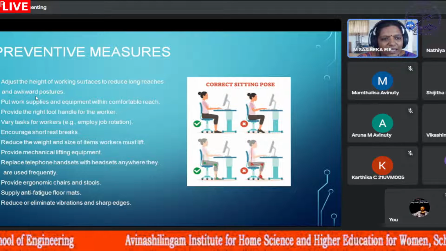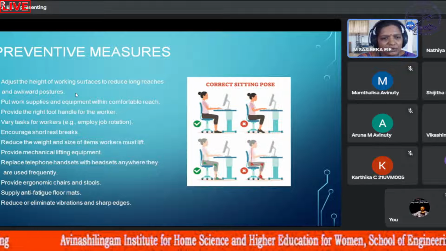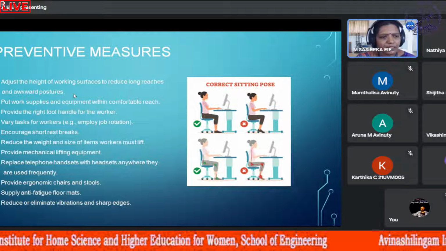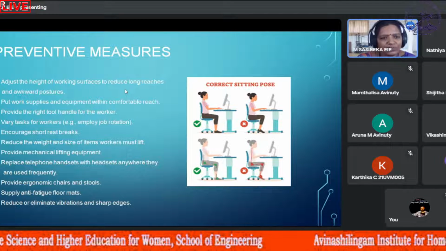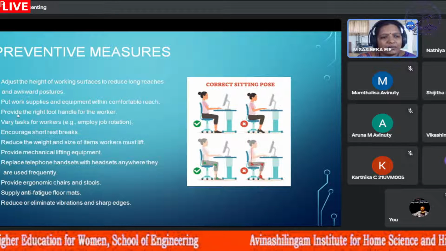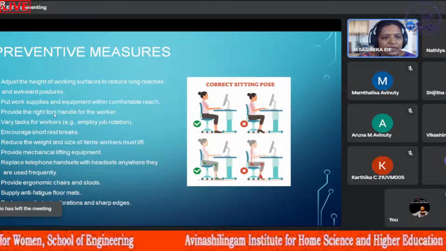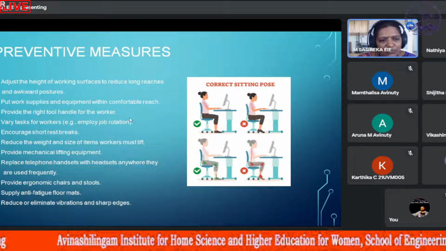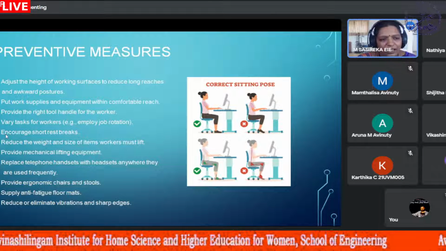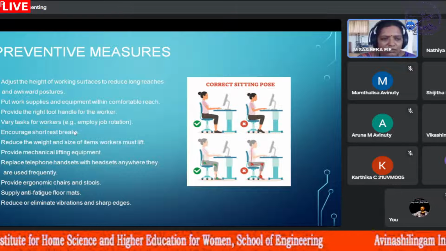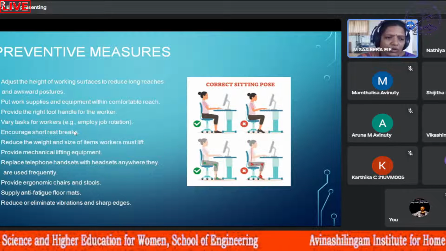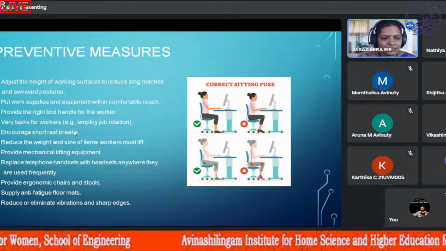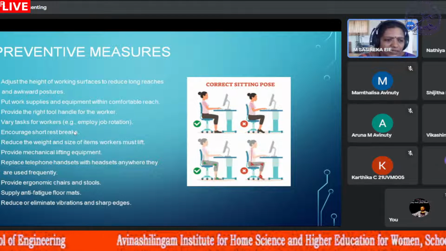You have to adjust the height of the working surfaces, reduce long reaches and awkward positions, and put work supplies and equipment within comfortable reach. Everything should be handy. Provide the right tool handle for the worker and vary tasks for workers. Rotate jobs, so that people are not doing the night shift alone or the morning shift alone. You can give tasks to workers in a shift manner.